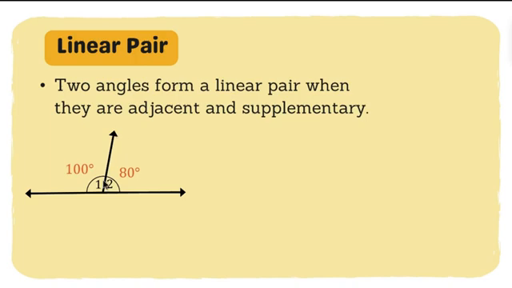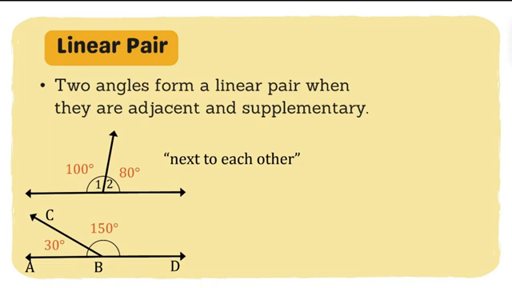Merong common vertex, common side, and hindi sila nag-overlap. In other words, we can call this next to each other. Another, here, we have 30 degrees and then 150 degrees. They share a common side. They share a common vertex.